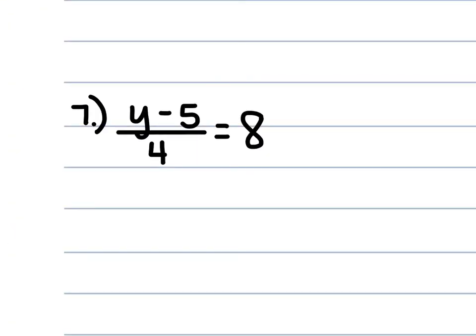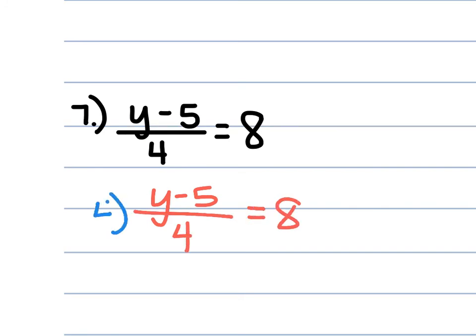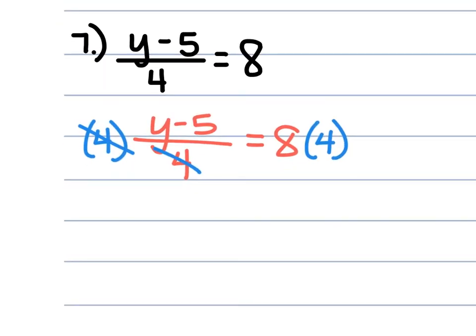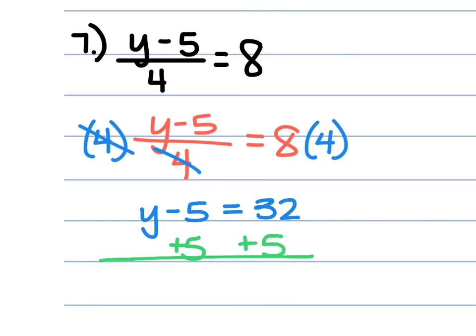For our last example, we have y minus 5 all over 4 is equal to 8. So I'm going to multiply each side by that denominator to get rid of the fraction. So the 4's would cancel out, leaving me with y minus 5 is equal to 32. From here, I'm going to move that 5 over by adding it to both sides, and I get y is equal to 37.